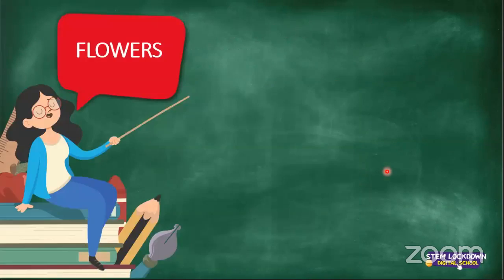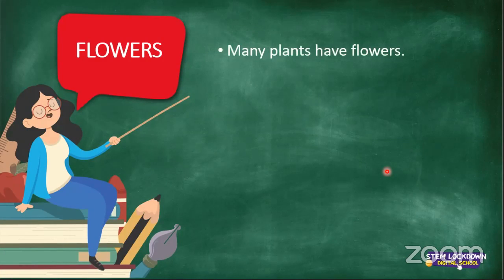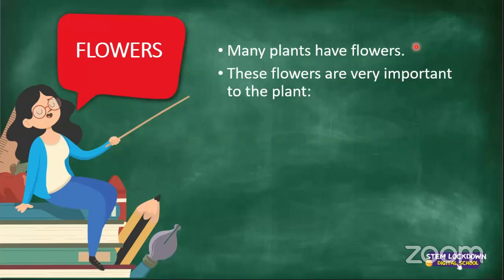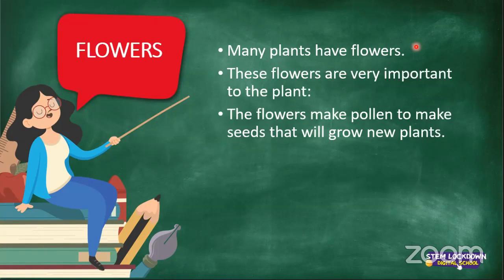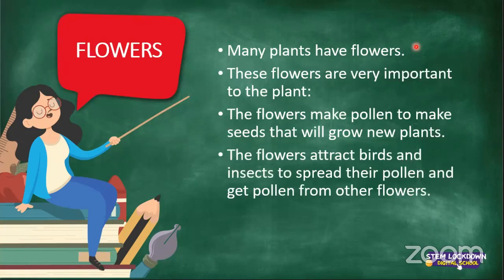Let's go on to the next slide. Quickly to recap, we spoke about roots and their function. Then we moved up to the stem and its function. Then the leaves. And now we are going to speak about the flowers and the function of the flowers. Many plants have flowers, right? The flowers are very important to the plant because the flowers make pollen to make seeds, and that will grow new plants.